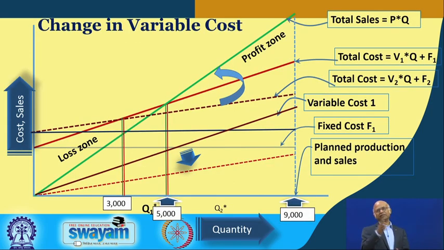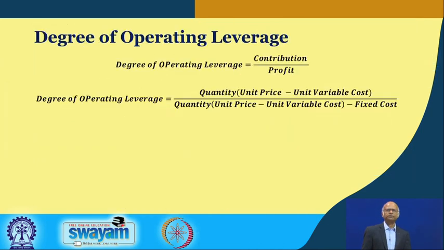Now, this actually demonstrates this point. See this angle between sales and total cost. This angle is larger in the context of a high fixed cost and lower variable cost compared to a higher variable cost and lower fixed cost. So, look at the angle between the red line and the green line and the curve that is shown here.